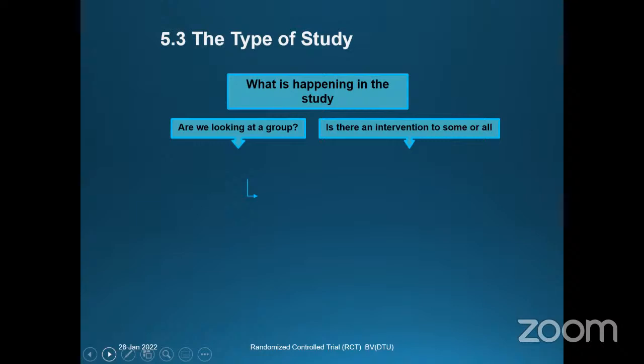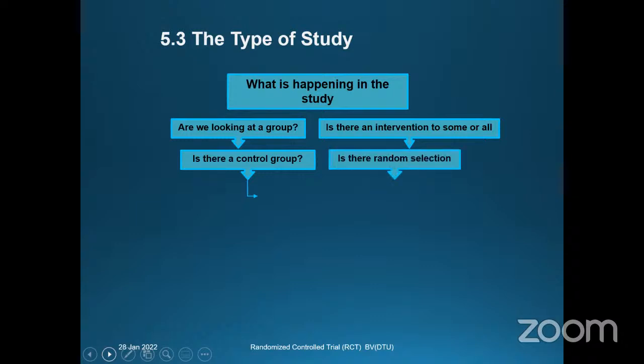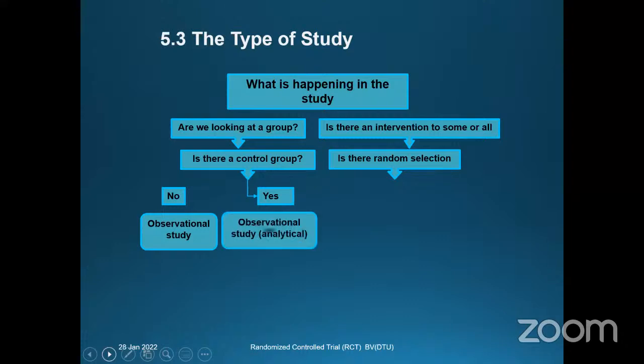Is there an intervention to some or all the subjects in the group? If there is, is there a control group? If yes, is there a random selection? If there is a control group, or if there is no control group, the inferences are like this. If there is no control group, it is called an observational descriptive study. If there is a control group, it is called an observational analytical study.